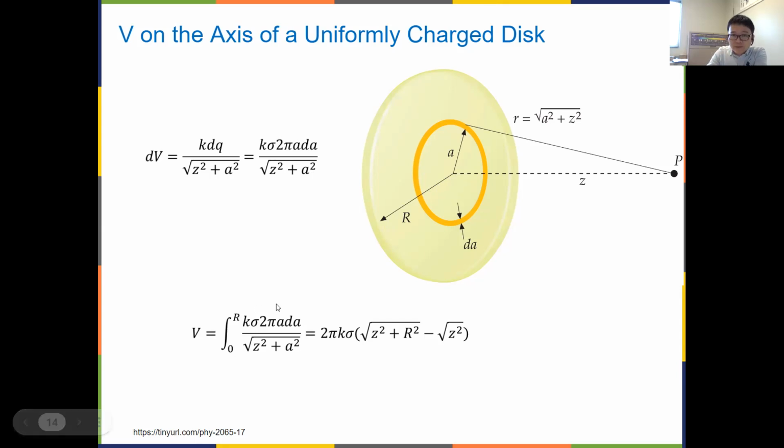Looking at this integration, sigma, k and 2 pi are constant numbers, so they can go out of the integral. A dA over the square root of Z squared plus A squared gives you the square root of Z squared plus A squared, and then taking the limits from 0 to R, that gives you this result over there. So this is for the surface charge distribution.